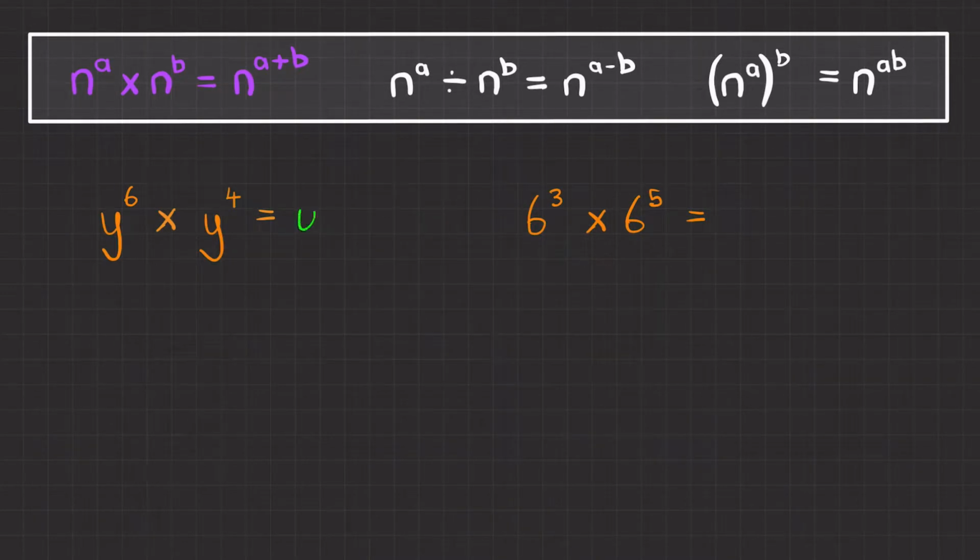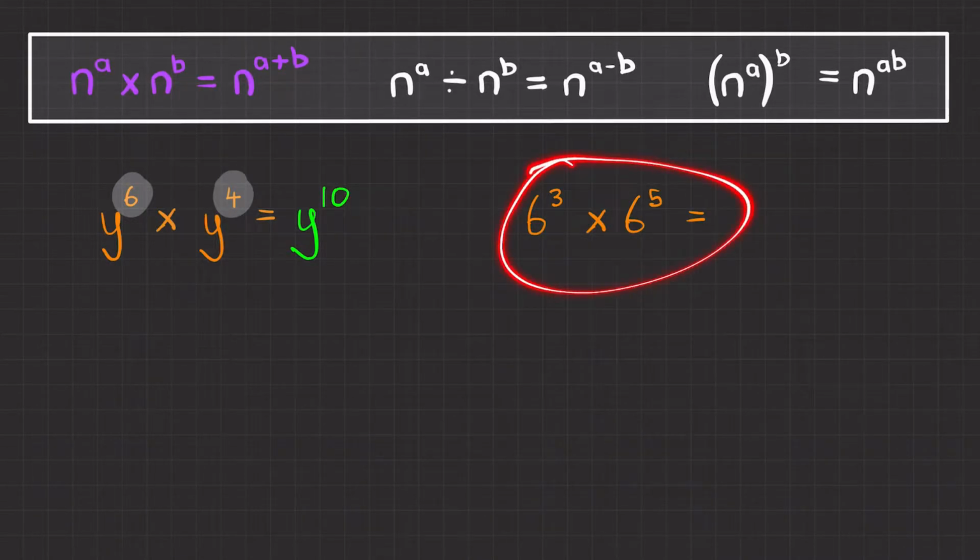It's going to be y to the power of something. Looking at the indices, we have 6 and we have 4. And what we do with these, looking at the laws of indices, we've got a and b, and actually we add these together. So 6 plus 4 is 10. So the answer is y to the power of 10.